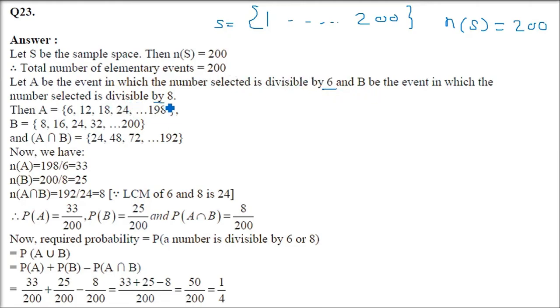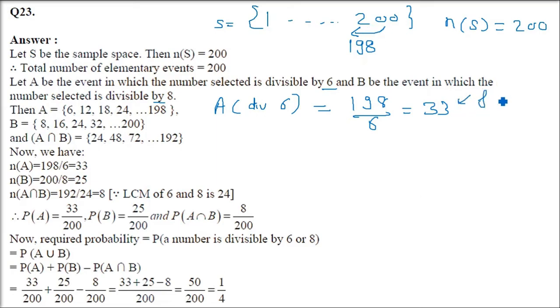Okay. Numbers which are divisible by 6 and numbers divisible by 8. So we are taking an event A that is divisible by 6. Total number of elements which are divisible by 6: we start from 200 and go backwards to find the first number which is divisible by 6. So 200 is not there, 199 is not there, 198. 198 is divisible by 6. So just divide it by 6. These are the number of elements between 1 and 200 which are divisible by 6. 33 numbers are there.